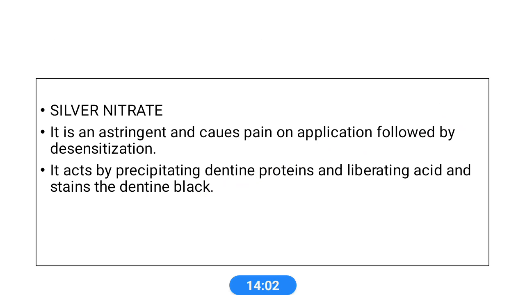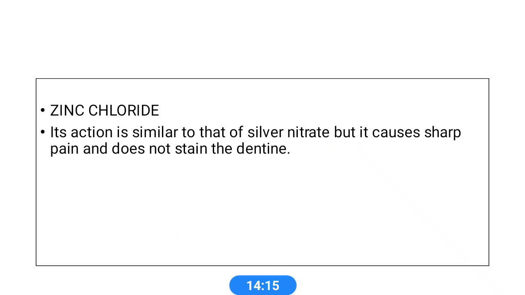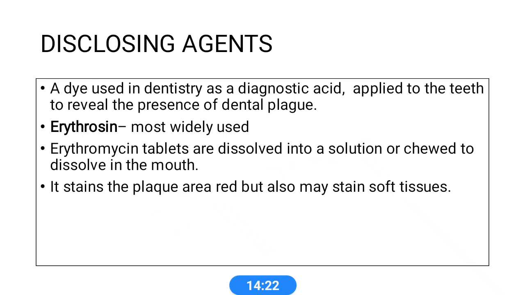Silver nitrate is an astringent. This causes pain on application followed by desensitization. It acts by precipitating dentin proteins and liberating acid and stains the dentin black. Zinc chloride's action is similar to that of silver nitrate, but it causes sharp pain and does not stain the dentin. Next, we come to disclosing agents. A disclosing agent is a dye.